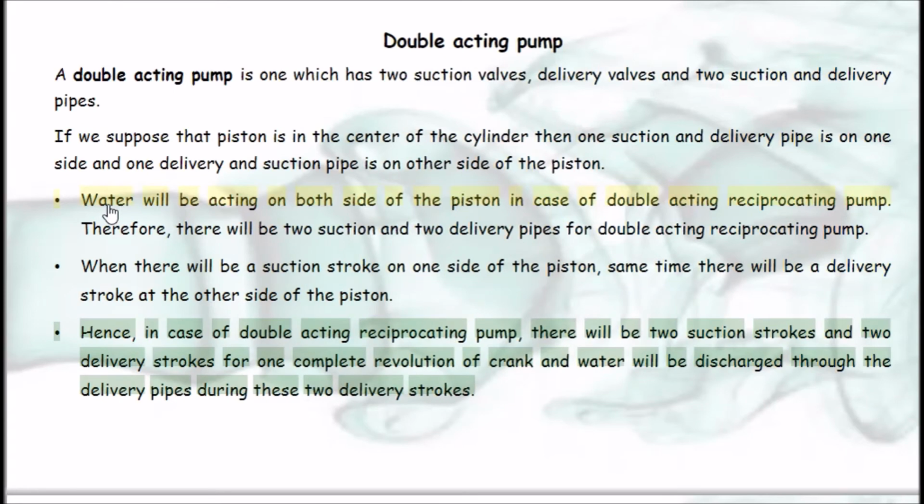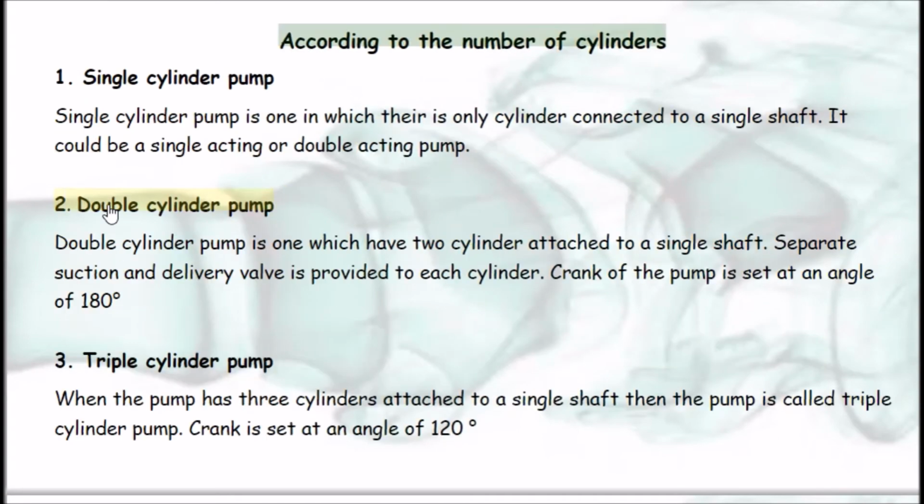Hence, in case of a double-acting reciprocating pump, there will be two suction strokes and two delivery strokes for one complete revolution of the crank, and water will be discharged through the delivery pipes during these two delivery strokes, according to the number of cylinders.